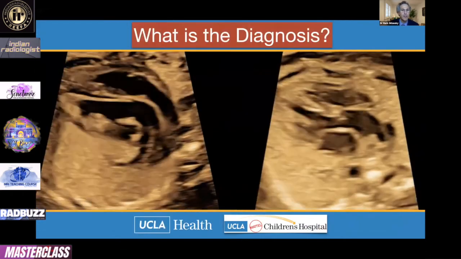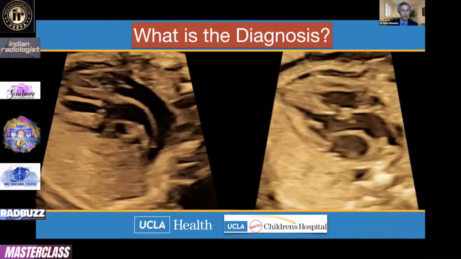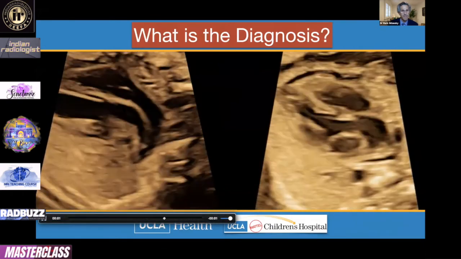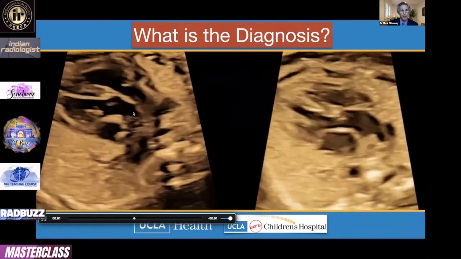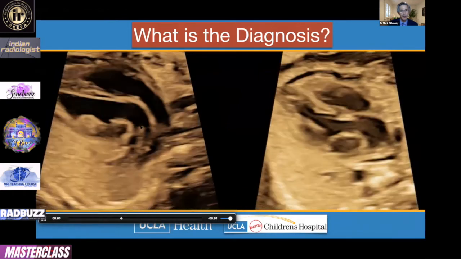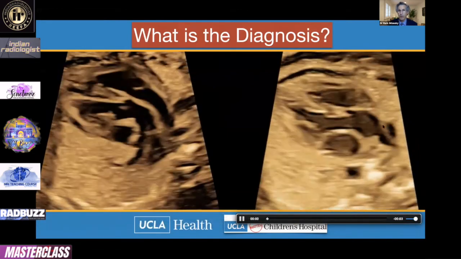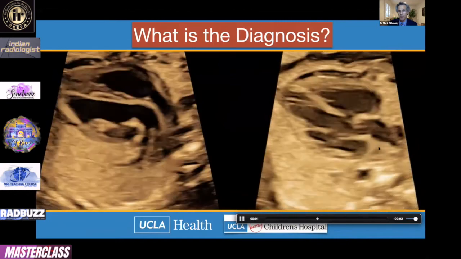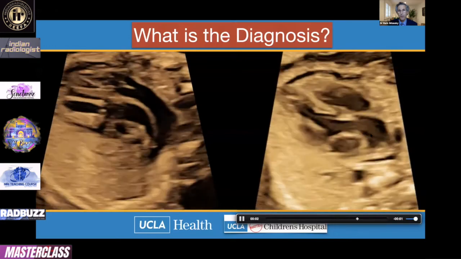So what's the diagnosis here? Let's see. Well, on the left, I think everyone can see this transposition with the pulmonary artery going posteriorly and bifurcating. How about on the right? This is also transposition because you could see that it's going posteriorly and bifurcating. But in addition, what else is going on?